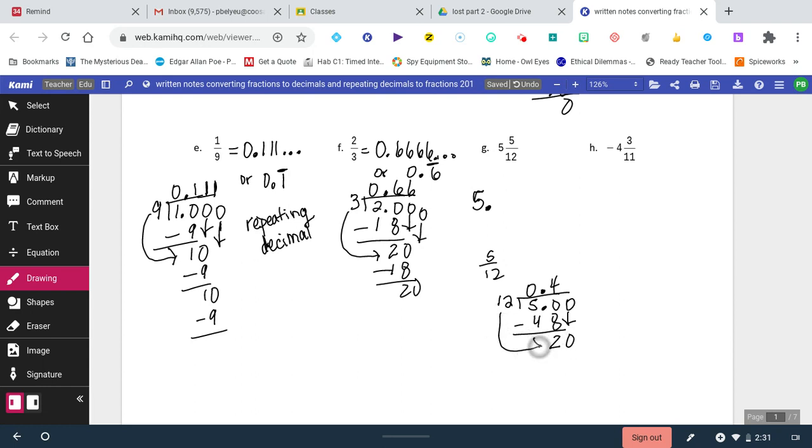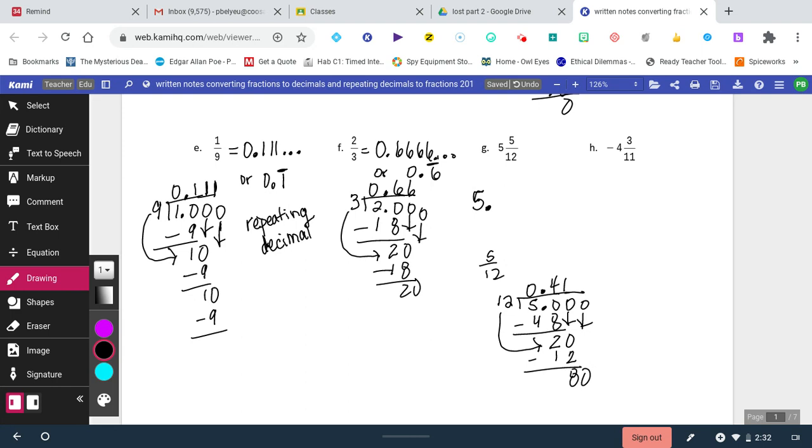Add a 0 and bring it down. How many groups of 12 can you get out of 20? Only 1. 20 minus 12, let me go back and erase that. 20 minus 12 is 8 because one group of 12 is 12.